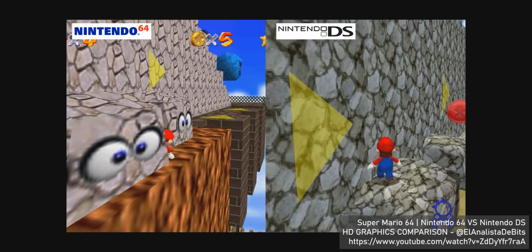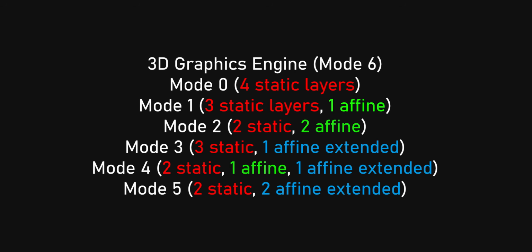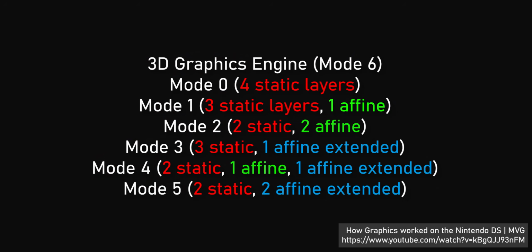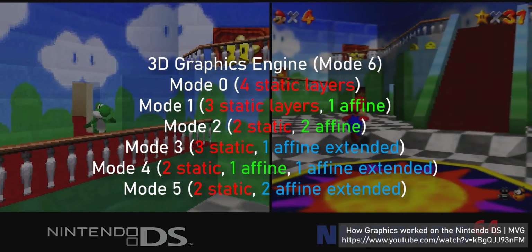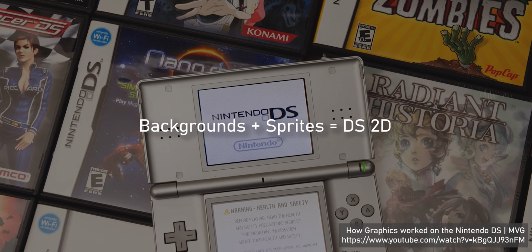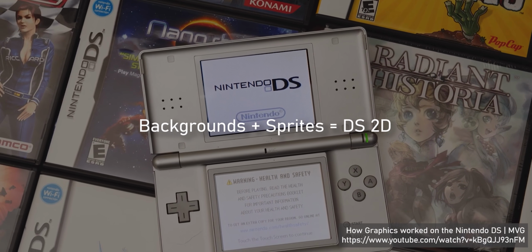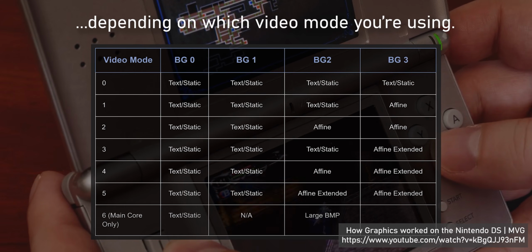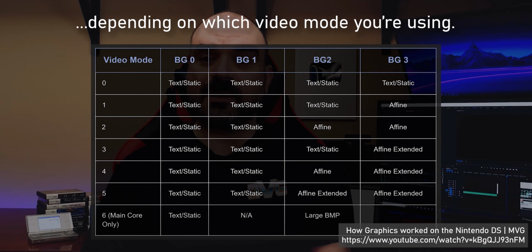rich with texture. Supporting the 3D graphics engine being rendered to the main screen are the DS's various 2D modes, and Modern Vintage Gamer (MVG) did a great video on all these various modes, so I won't bore you with all the details, but in essence the system allows sets of bitmap or tiled backgrounds and bitmap sprites to be drawn to the screen, albeit with a few caveats.